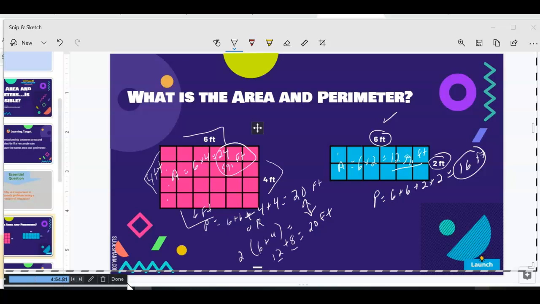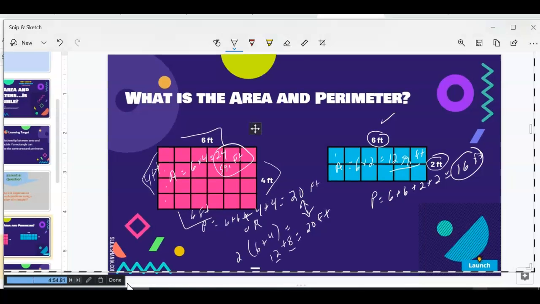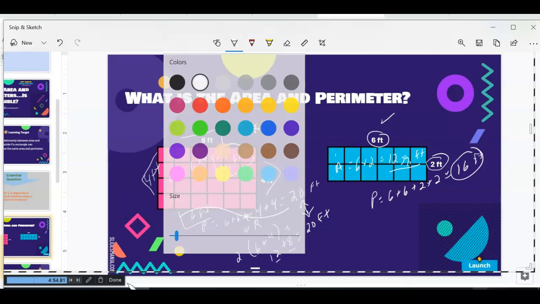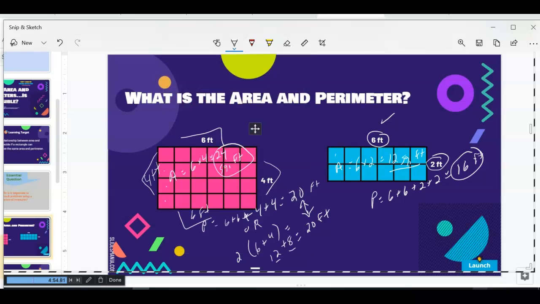And if you're looking closely at that first rectangle, you'll notice that it has an area of 24 and a perimeter of 20. So in this case, the area is bigger than the perimeter. And if you look at the second rectangle, the area is 12 and the perimeter is 16. So in this one, it's just the opposite. The area is smaller than the perimeter. So it could go either way.